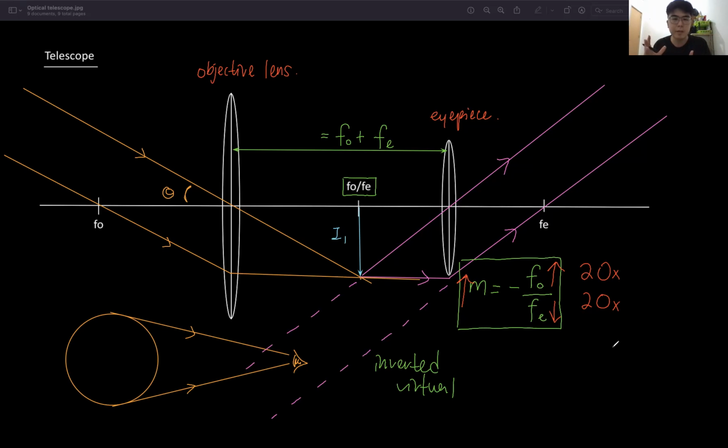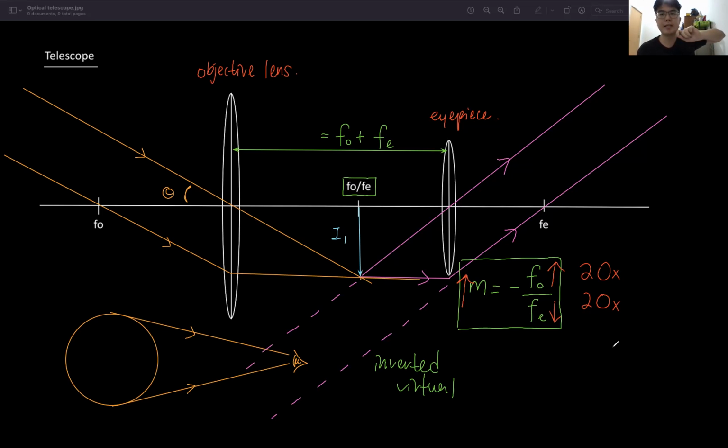Okay, it becomes blurry because the amount of light is still the same. You're not increasing the amount of light coming. You're just magnifying it, just zooming it. So if your picture is already blurred in the first place, you zoom it, you still see blur, more blur, right? So same concept here.